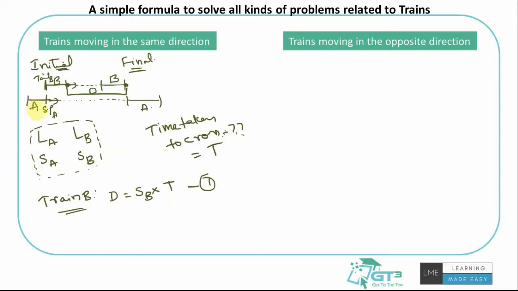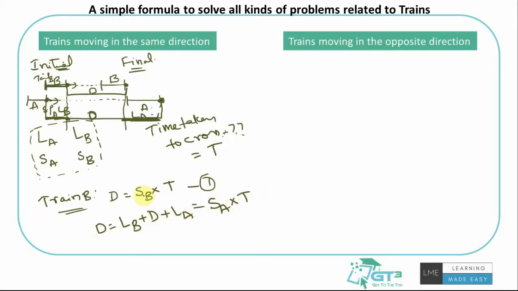What about train A? Train A, focus on the starting point, and let's see, this is the end point. This is the entire distance that train A has to travel. I can break this into three parts. See this. This distance is the same as this, so this has to be D. What is this distance? It is the length of train A. And what is this distance? This is basically the length of train B. So the total distance covered by A in the same time is basically length of B plus D plus length of A, which is equal to speed of train A into time taken to cross.